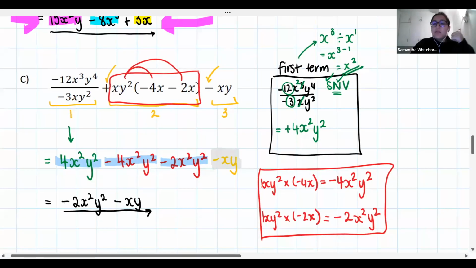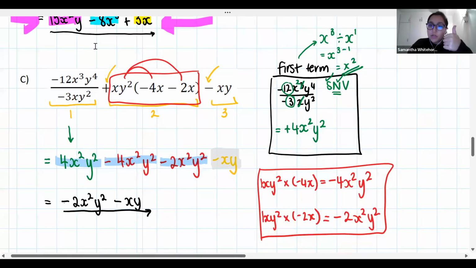Okay, so very importantly, identify your terms, simplify your terms, then only look for like terms.